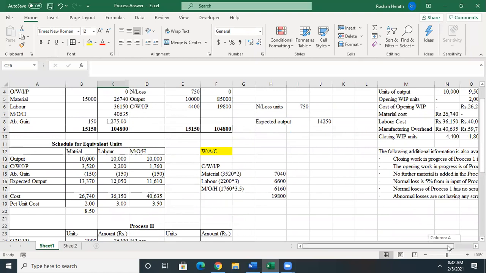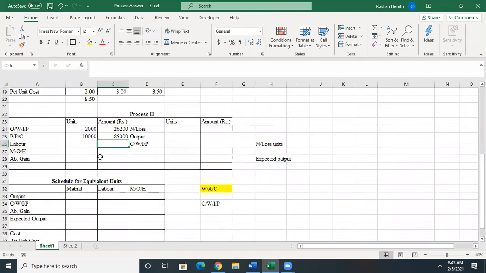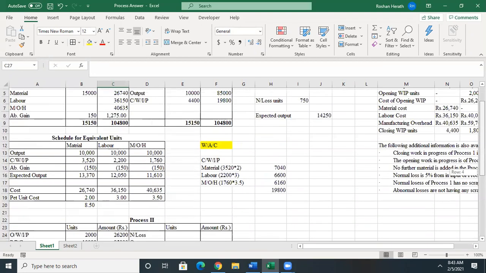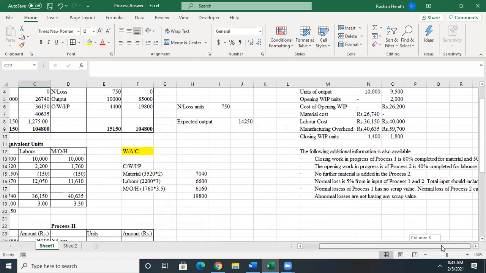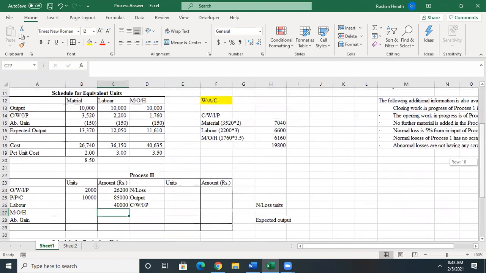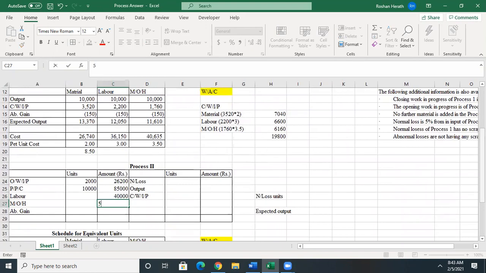The labor is 40,000, and WIP, sorry, overhead, manufacturing overhead is 59,700. Okay, taken.